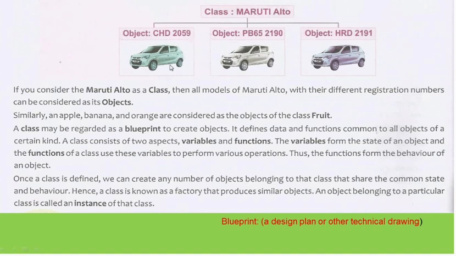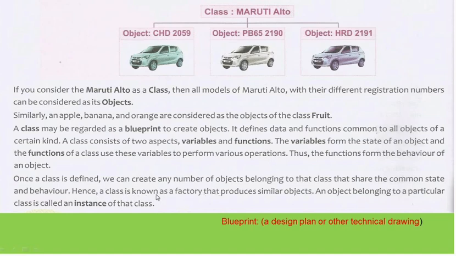Okay, now once a class is defined, we can create any number of objects belonging to that class. So once we define a class, we can create any number of objects that belong to that class. Okay, now hence a class is known as an object factory.